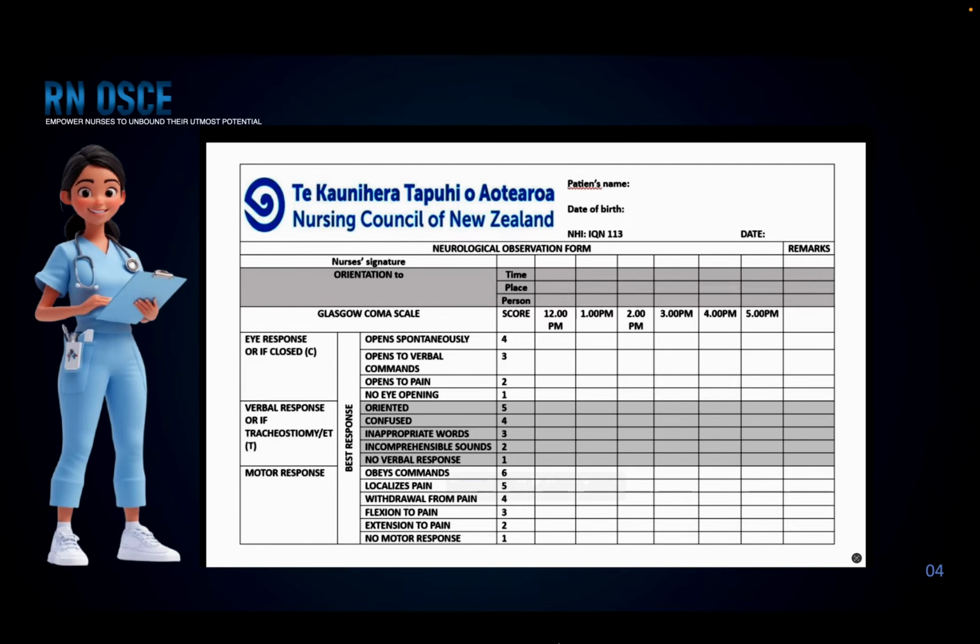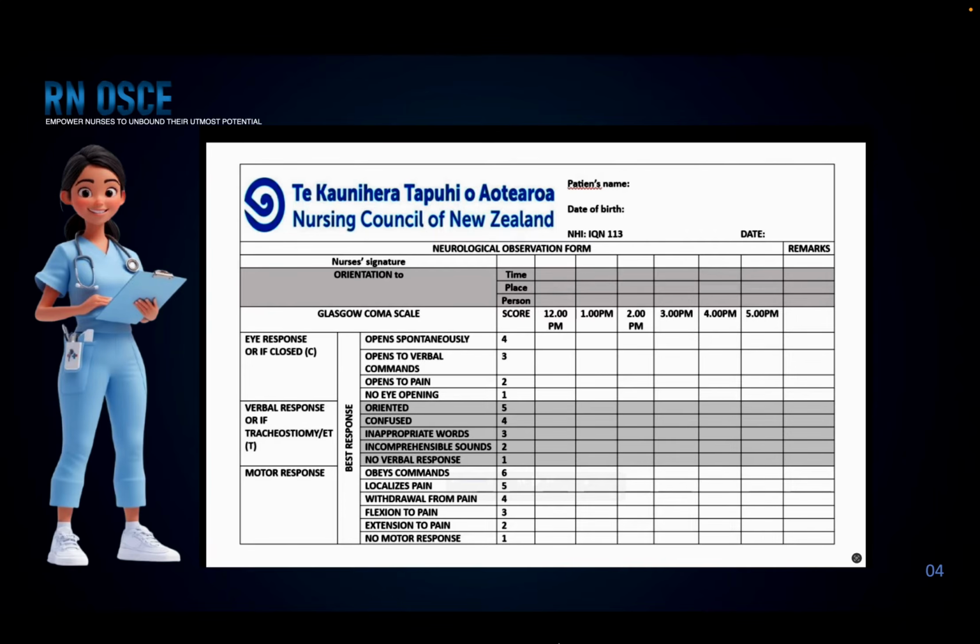Observe their natural behavior first. If eyes are closed, try calling their name. If there is no response, apply a mild pain stimulus as directed. Always refer to the instructions sheet carefully. It will indicate to you whether you should tick, dot, or write the scores.